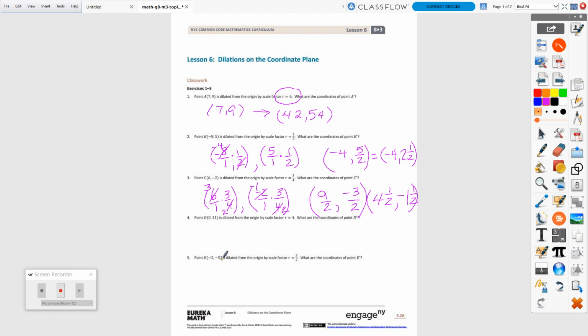D, go ahead and do D, number 4 and 5, point D and E, and then come back and check. Okay, you should have had (0, 44) as your first ordered pair. And on 5, you should have had (-3, -15/2) or -7.5.